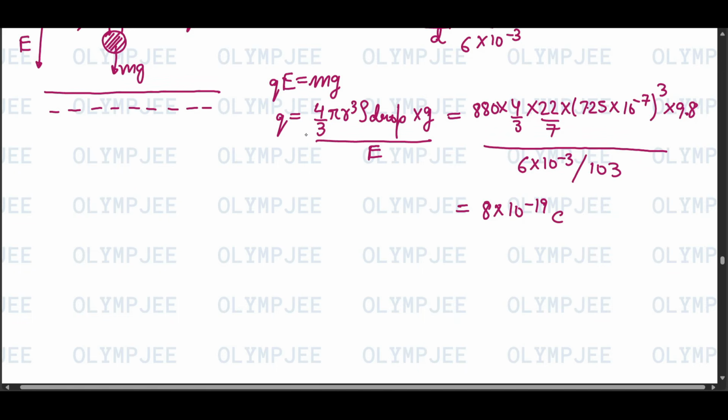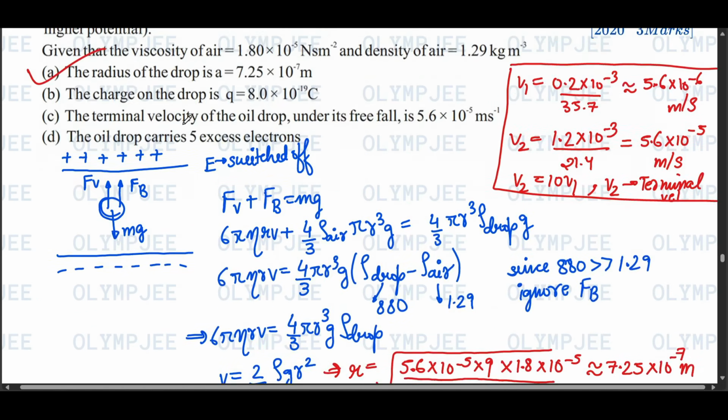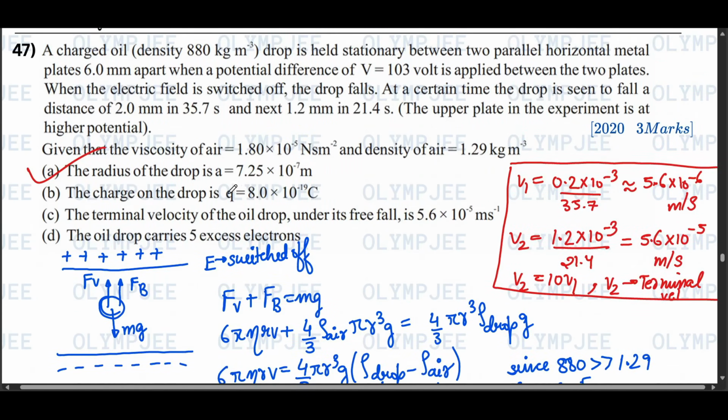But there will be a negative sign also, because we had assumed Q to be negative, so that the force is in upward direction. So this is a trick question. Many people will mark this correct, but B is wrong because there is no negative sign there. The terminal velocity of oil drop under its free fall is this much. Yes, V2 will be terminal velocity because it will increase from V1 to V2, and finally it will stop at this because no more information is given. So C is correct. D says the oil drop carries 5 excess electrons.